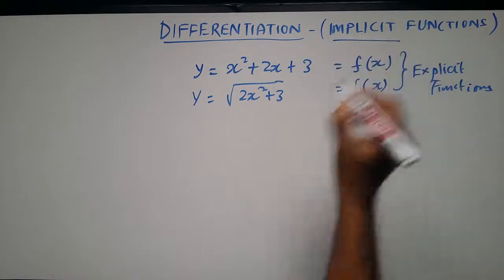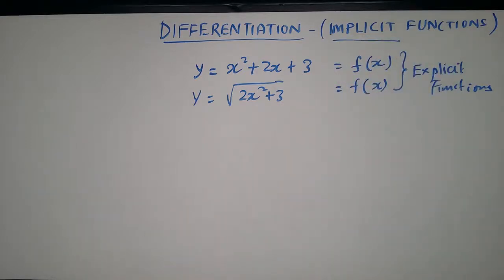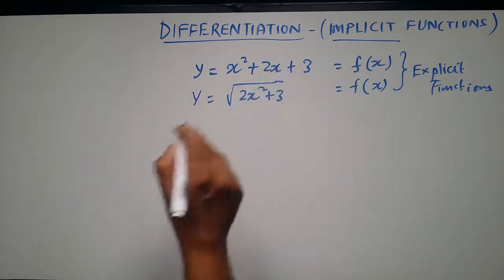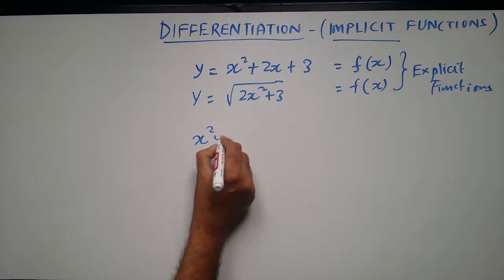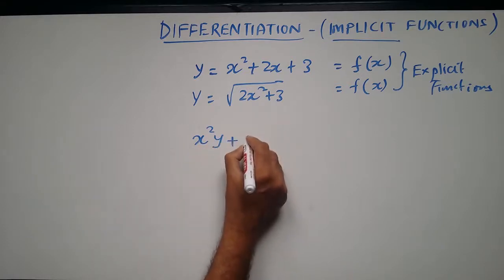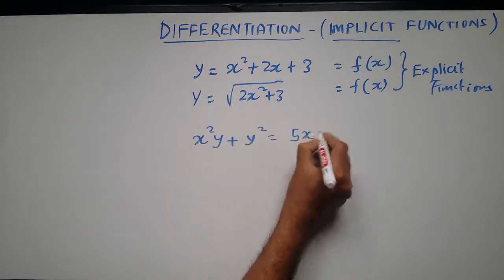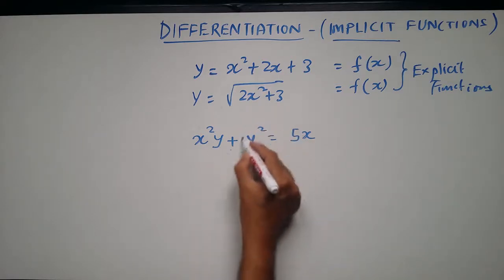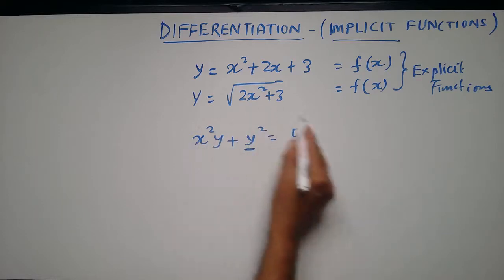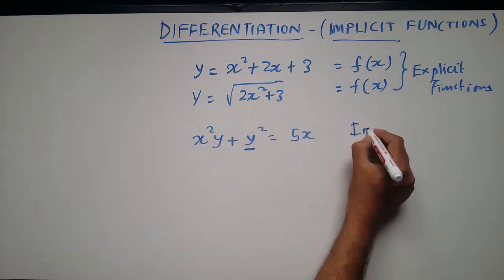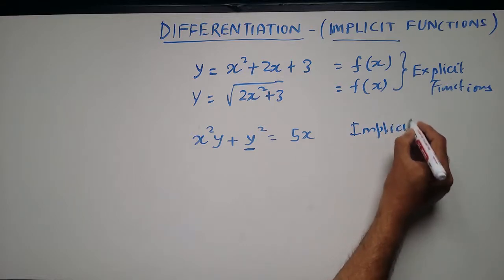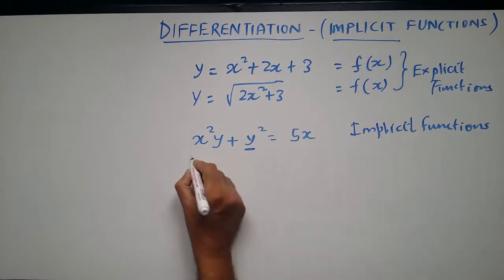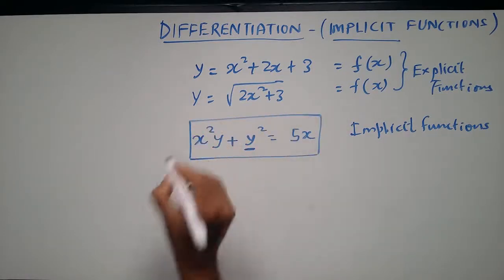So now what is an implicit function? An implicit function is a function in which y cannot be expressed in terms of x. For instance, let's take this function: x squared y plus y squared is equal to 5x. In this I am not able to shift all the y's on one side and all the x's on the other side. Such a function is called an implicit function. So today's lecture is about differentiation of implicit functions.